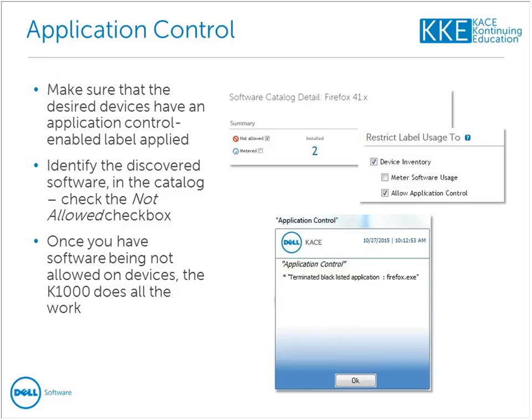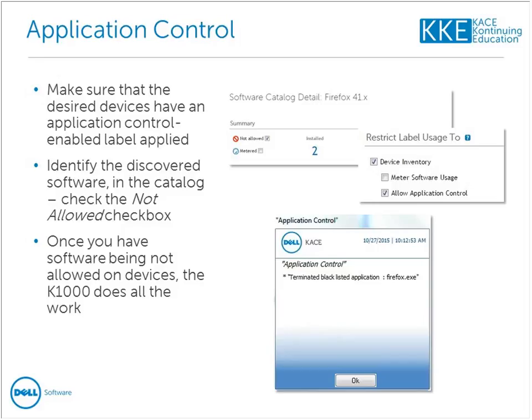Now, it's not that I check the box and then literally 5 seconds later that application is prevented from being run. Give it, I believe it's a 15-minute interval, where all of the not allows are going to be sent down to the devices that have that functionality enabled. And then when they launch Firefox.exe, and you can see down below, they're going to get a little pop-up that says, yep, terminated, blacklisted application. What application was it? And it's not going to allow it to run. So we don't want our students playing World of Warcraft in school. We can put it in the not allowed list and prevent those applications from running.